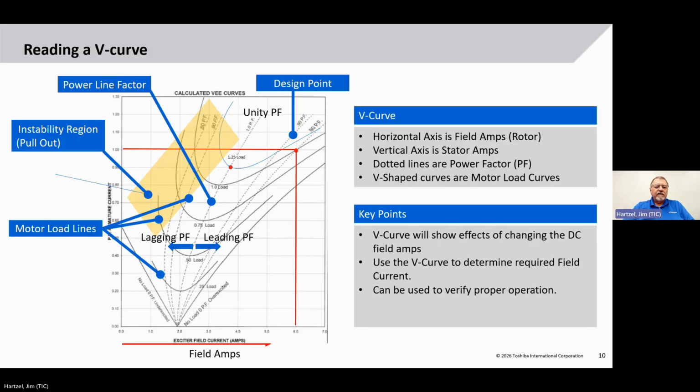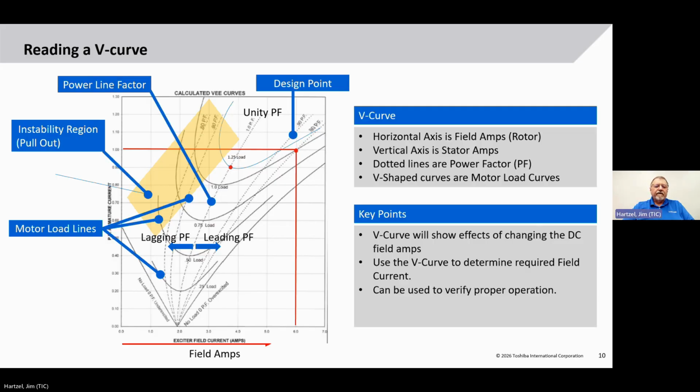How you read this is, let's say we have a motor that has a 6 amp field to it. So if you come across the bottom to 6 amps, and then you come up, let's say we load our motor to 100% load, I mean, not current. And where those two intersect, you can see what the power factor will be, which is 0.8. And if you go across to the left, you can see it's 100% current, 1.0.